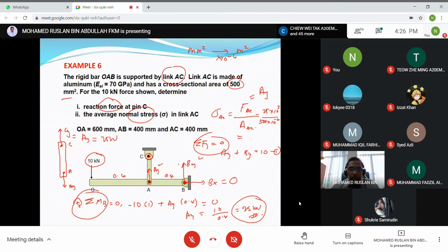And then, what is the average normal stress for the link AC? For the link AC, the force is FAC, and FAC equals AY.